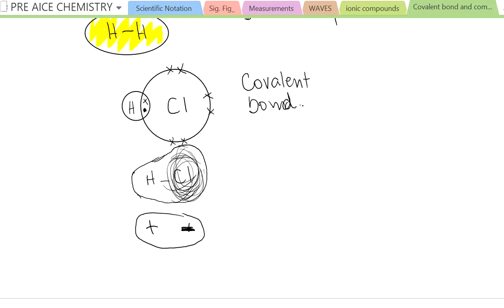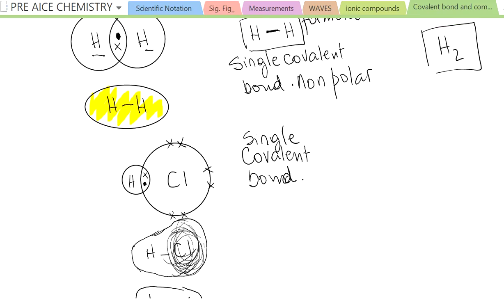How many pairs of electrons are shared in this case? How many pairs? One, of course, one. So a single covalent bond. But instead of being non-polar like the other one, it's going to be a polar bond. So we have a single covalent polar bond.